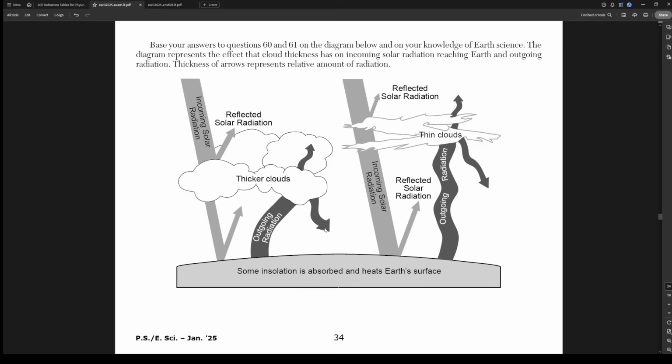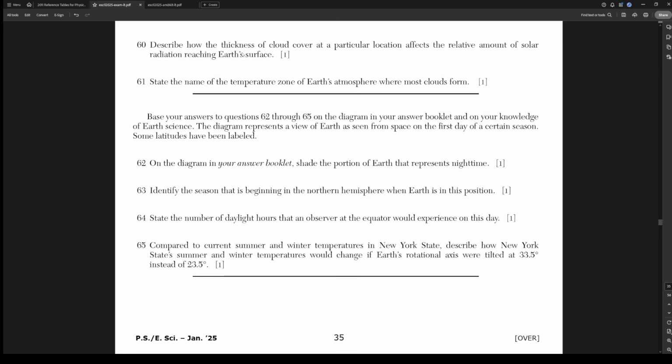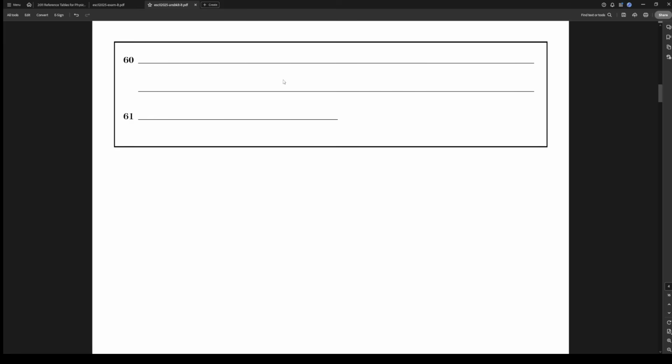All right, we got insolation, which is sunlight being absorbed and heats the Earth's surface, and then some is getting radiated out and then bounced off the clouds, reflecting, and some clouds trapping the heat. So it's like the greenhouse effect sort of thing. Describe how the thickness of a cloud cover at a location affects the amount of solar radiation reaching the Earth's surface. So if there's a thicker cloud, less radiation is going to hit the Earth's surface. So we'll be like thicker cloud equals less radiation because it's going to block the sun. That's why it's a little chillier on a cloudy day.